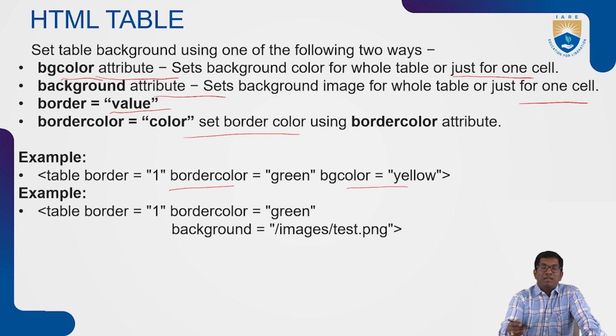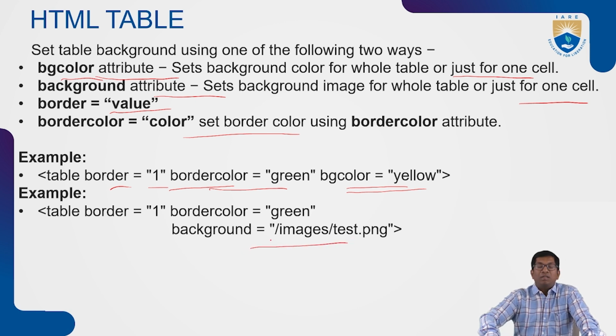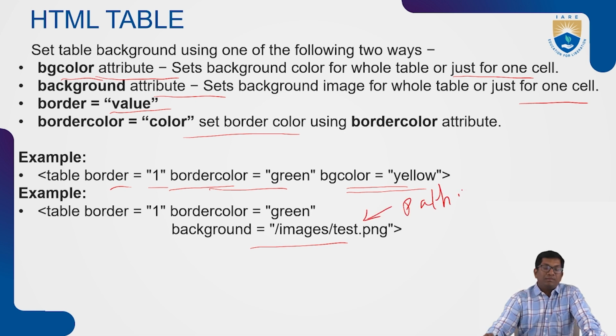So if you are designing the table, you can change the background color and the border color, as well as specify the size of the border. If you want to add an image for the background of your table, then you can use background, and you have to specify the image path. See the simple example of how to use these HTML table attributes.